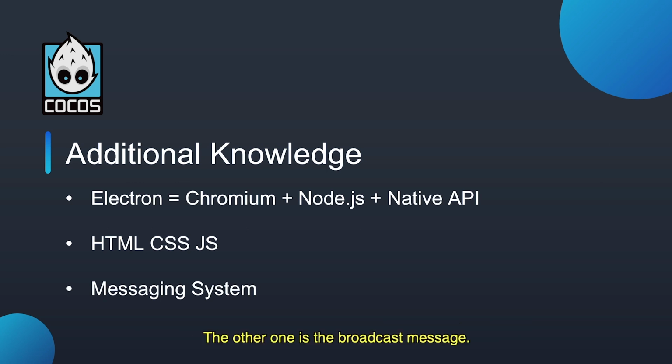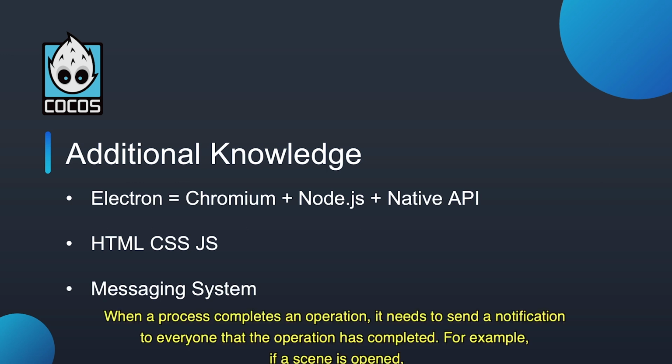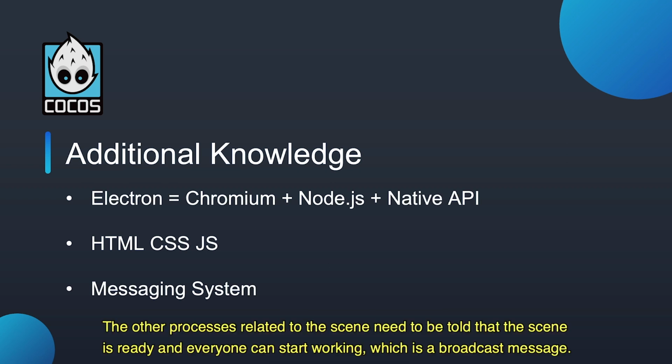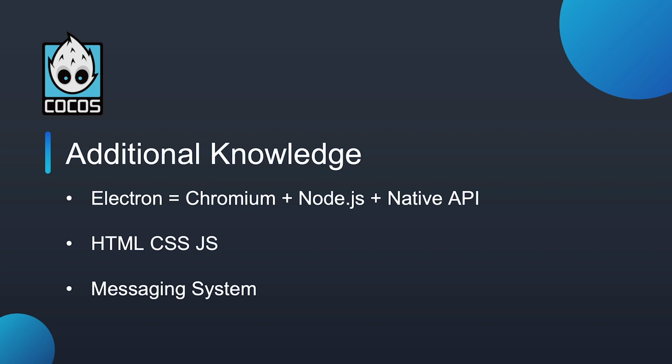The other one is the broadcast message. When the process completes an operation, it needs to send a notification to everyone that the operation has completed. For example, if a scene is opened, the other processes related to the scene need to be told that the scene is ready and everyone can start working, which is a broadcast message.